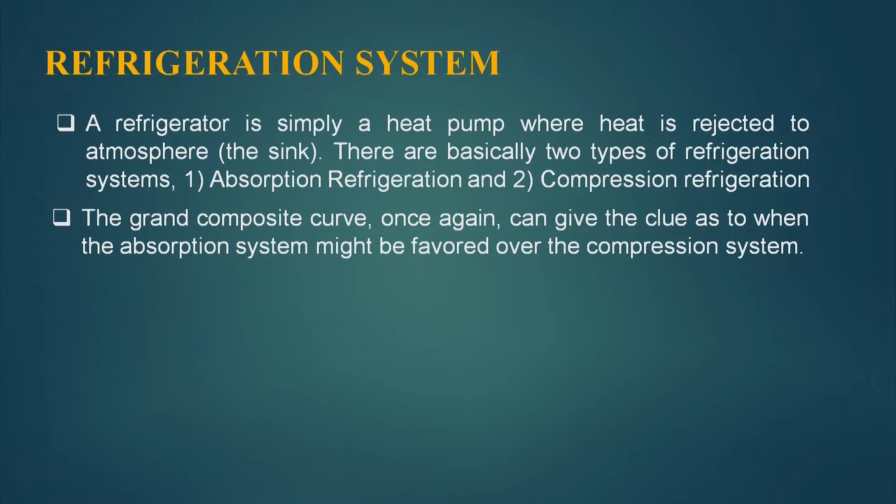Now, let us see where the absorption refrigeration system is important, in which case we should select it, and where the compression refrigeration should be selected. Once the process is given, we have created a grand composite curve. This gives us the clue whether to use an absorption system or a compression system. That we will discuss later on.